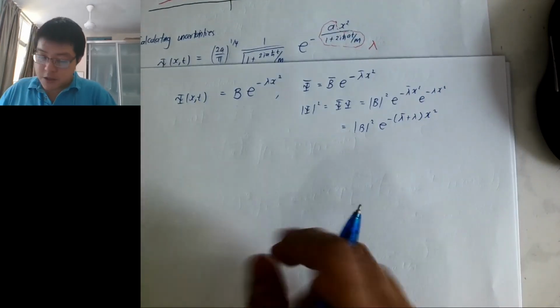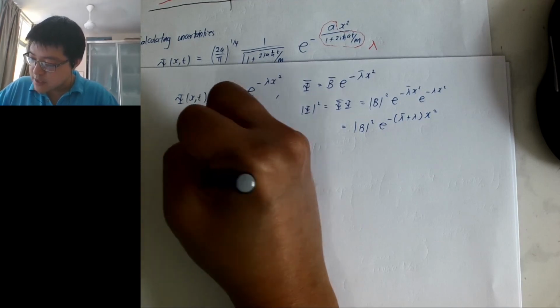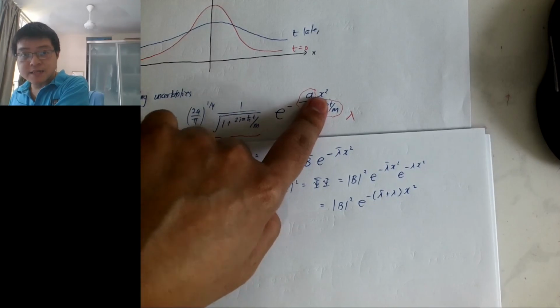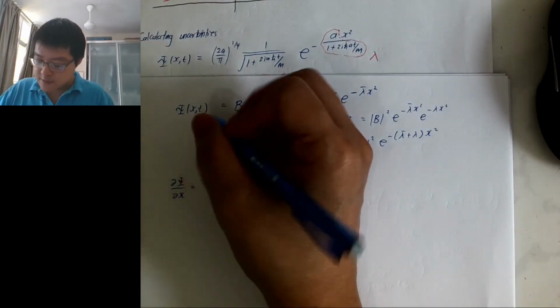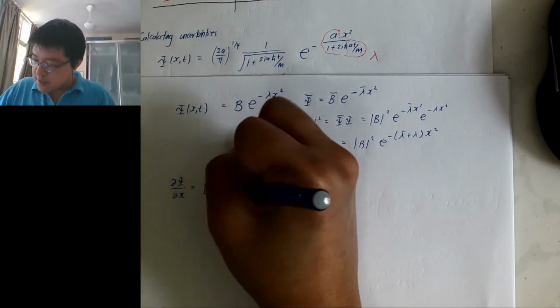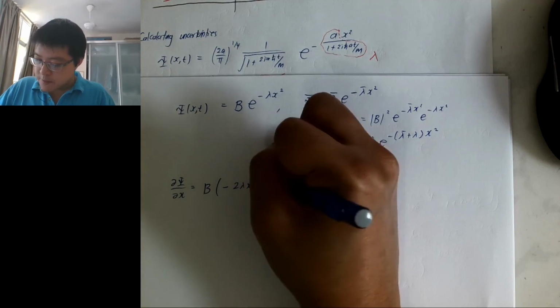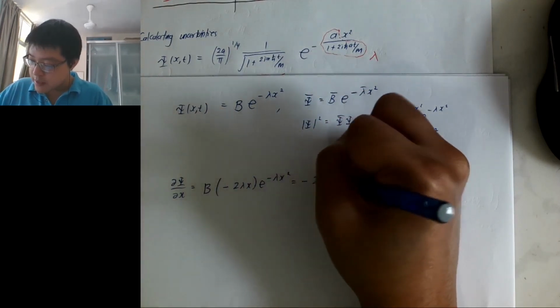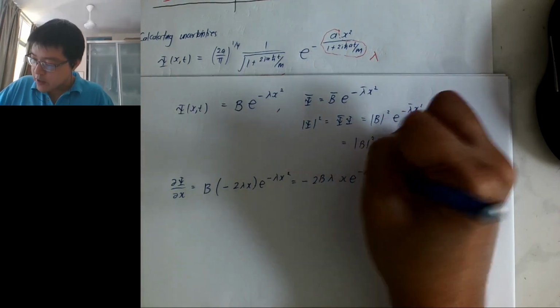And we will also need the derivatives. So let us differentiate this with respect to x. The x dependence is here; all this doesn't depend on x. So if I differentiate with respect to x, firstly I get minus 2 lambda x e to the minus lambda x squared. So simplifying, I get minus 2b lambda x e to the minus lambda x squared.